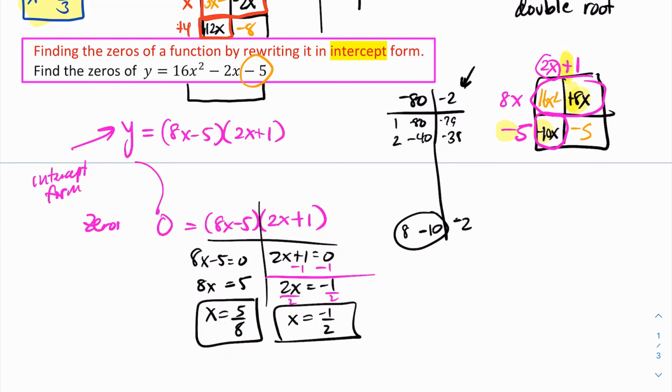So if you were graphing that, first of all, the a value is 16, which means that this is going to be super tall and super skinny. 5/8 would be one x-intercept, and negative 1/2 would be the other, and this thing is super tall, super skinny, and facing upward if you were graphing that as a parabola.